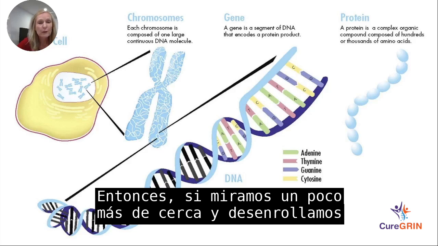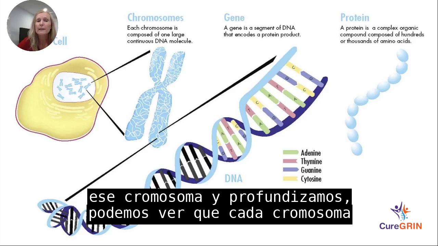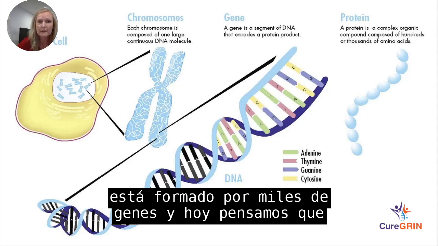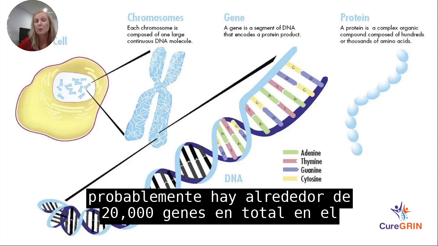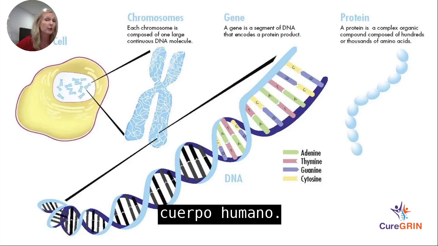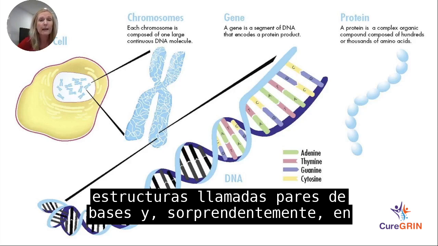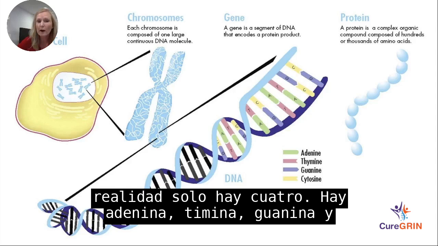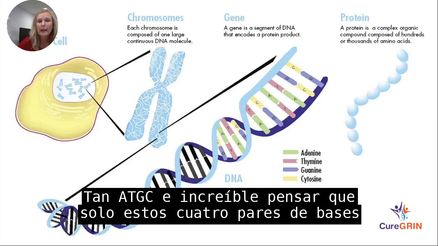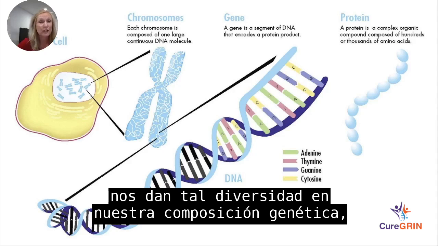If we look a little bit closer and unwind that chromosome and take a deeper dive, you can see that each chromosome is made up of thousands of genes. We think today that there's probably about 20,000 genes in total in the human body. Each gene is actually made up of structures called base pairs. Amazingly, there's only four: adenine, thymine, guanine, and cytosine. So A, T, G, C. It's incredible to think that just these four base pairs give us such diversity in our genetic makeup.